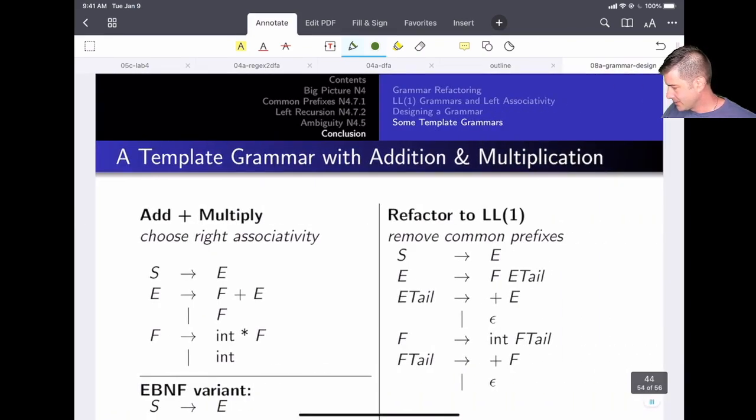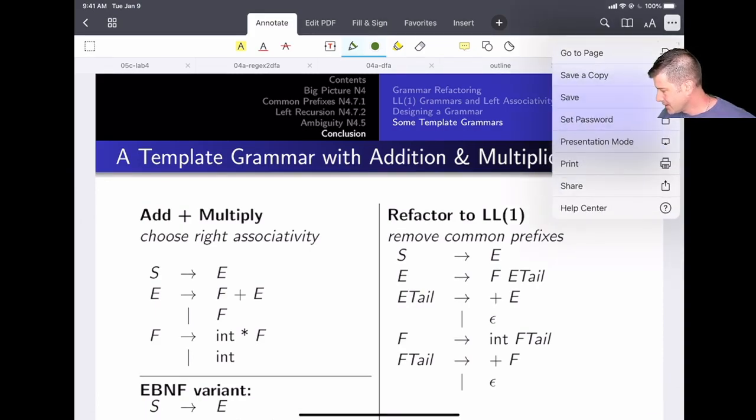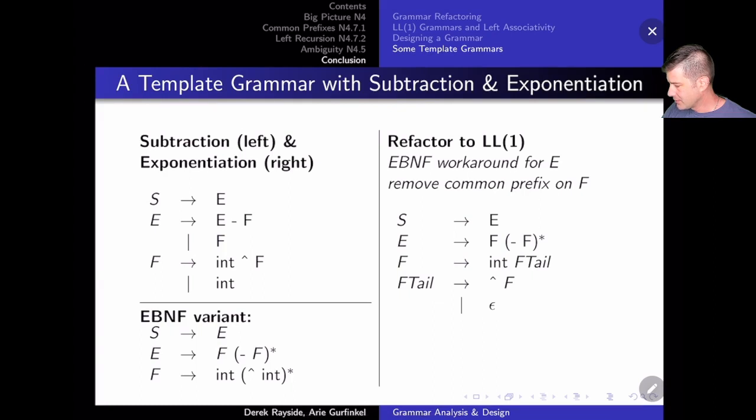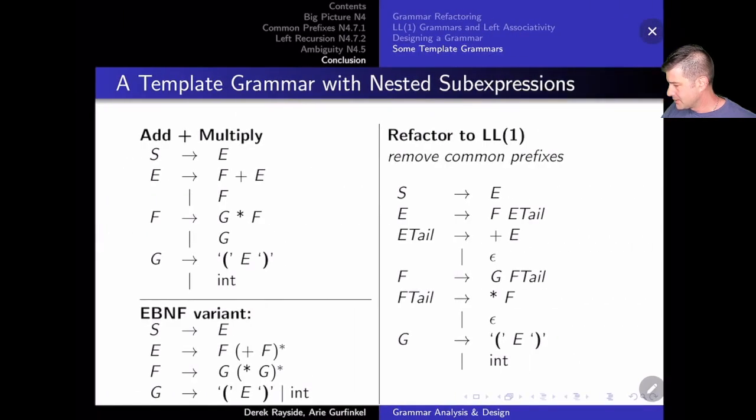Here's an example. Again, I'm not going to go over it, but say you want to have addition and multiplication. This is 2 levels, so you pick the right associativity. This is how it looks as EBNF, which is a little more readable. Then to refactor it to LL1, all you have to do is model the stars properly, by adding this tail non-terminal. And that's it. Here's a grammar for subtraction and power. Again, same thing. And an example with nested sub-expressions.